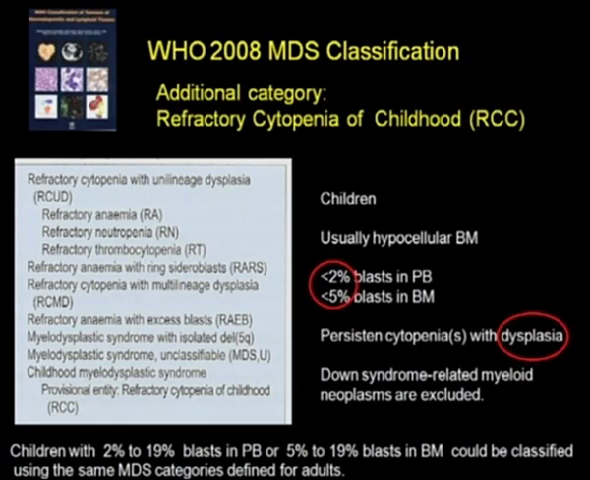Again, we have an additional category in this new classification, that is refractory cytopenia of childhood. Only in this context, children should be classified in a different way. Out of this context, children with 2 to 20% of blasts in peripheral blood or bone marrow should be stratified according to the rules of the adults.